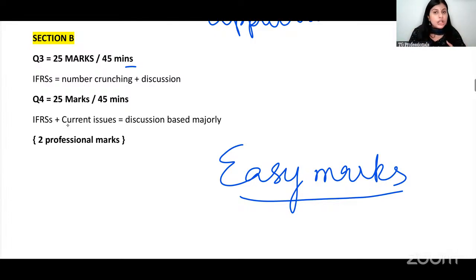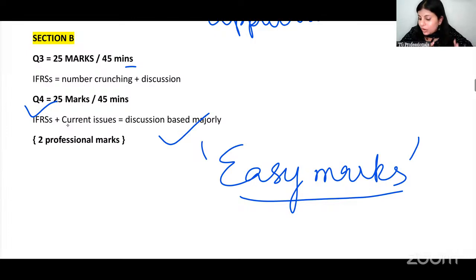Every time I do a concept with you, I'll take up a question and I'll say, see, this question was bouncer. Here you would not have thought about this. But even if you wrote this, you would have got marks. I teach you throughout your batch how to obtain easy marks. Correct? Then question number 4, basically discussion based. It has IFRSs and current issues both.